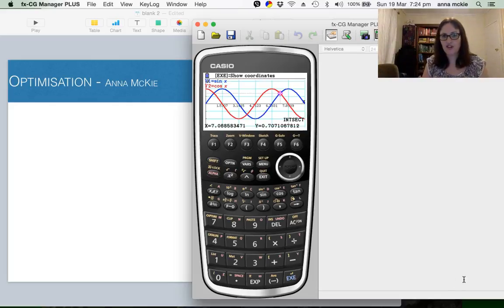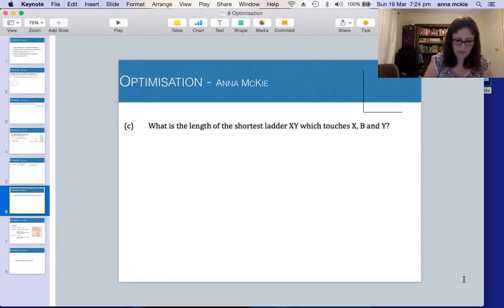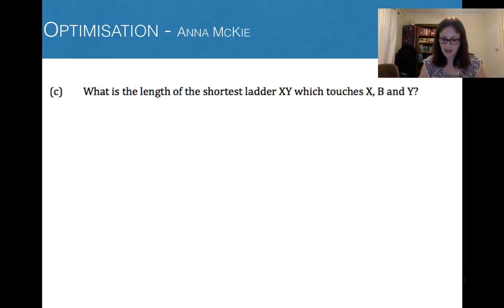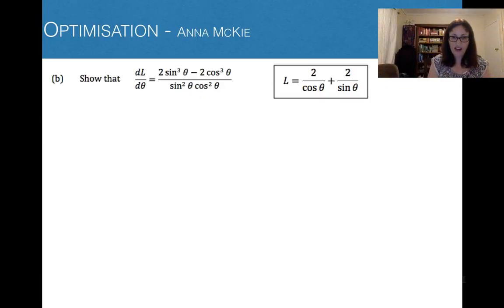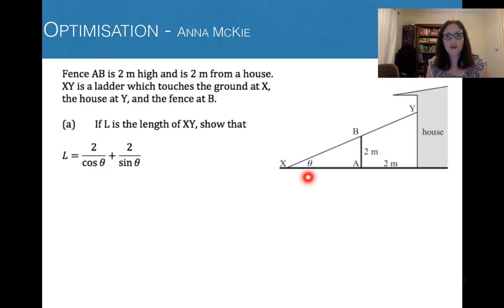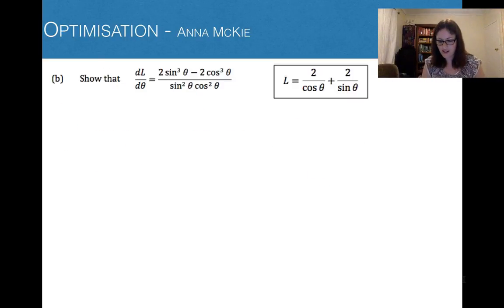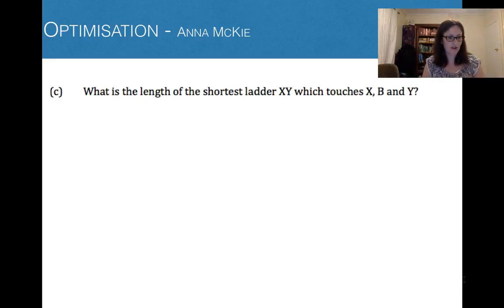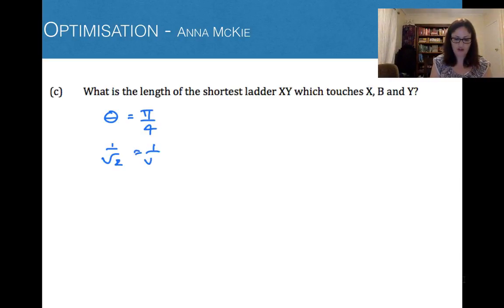Going back to our question, remember that we're dealing with this ladder, so think about the angles here. We want less than 90. So we only need the first one that we came across, which was when theta is pi on 4, because 1 on root 2 is equal to 1 on root 2. You've got that written underneath where you had sine of theta equals cos of theta. We use that to finish off solving for L.